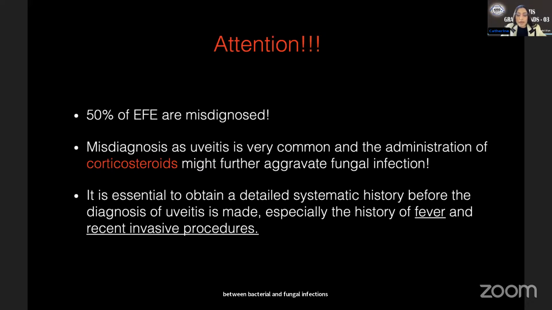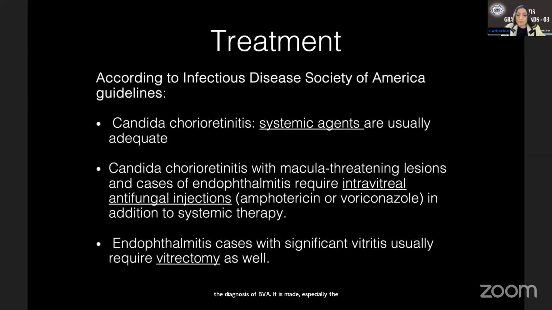We have to be very careful in the diagnosis of endogenous fungal endophthalmitis, since 50% of them are misdiagnosed as uveitis, and they are treated with corticosteroids that further aggravate a fungal infection. It is essential to obtain a systematic history before the diagnosis of uveitis is made, especially the history of fever and a recent invasive procedure.